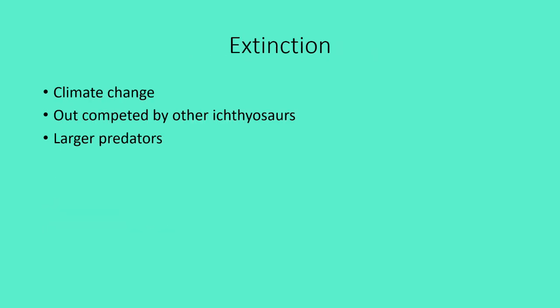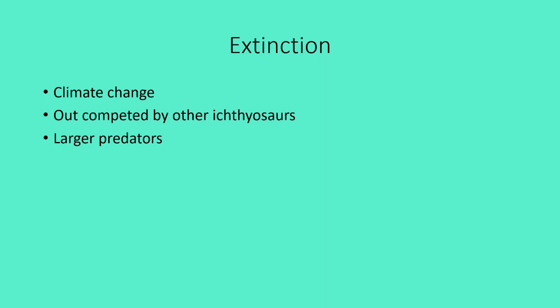So the extinction of Mixosaurus was mostly due to climate change, but it also could have been outcompeted by other ichthyosaurs. And there was so much abundance of ichthyosaurs during this time in the Triassic, and ichthyosaurs were so abundant. And then, of course, you got other large predators that were around at that point in time.